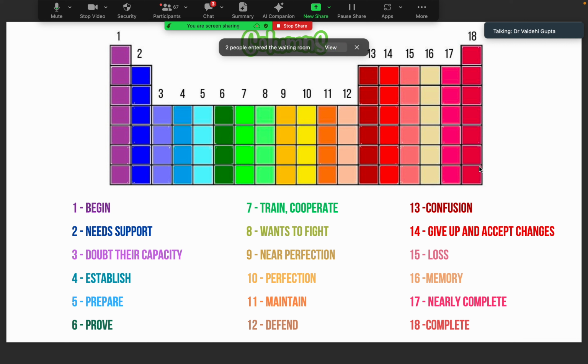Column 15 is a column of loss, so they feel the sensation of loss. Column 16 is the memory. The success is gone. The only thing that is left is the golden, cherished memories of those success phases. Column 17 is nearly complete because there is only one electron needed to complete the octet. So they are nearly complete, but they are not complete yet. While column 18 is complete.